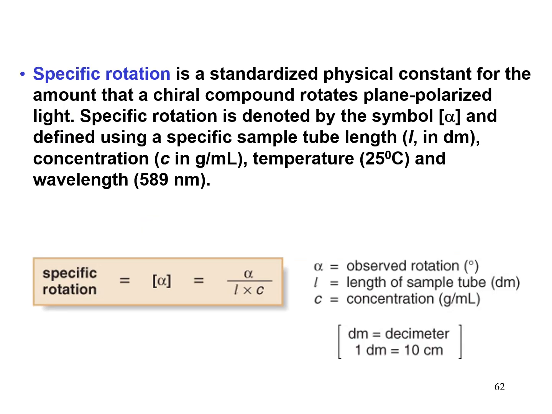So specific rotation is a standardized physical constant for the amount that a chiral compound rotates plane polarized light. Specific rotation is denoted by the symbol alpha and defined using a specific sample tube length L in decimeters, concentration C in grams per ml, a temperature of 25 degrees Celsius, as well as a wavelength of 589 nm. This is the wavelength of the sodium D line. So specific rotation is equal to its observed rotation in degrees over L times C, where L is the length of the sample tube in decimeters and C is the concentration in grams per ml.